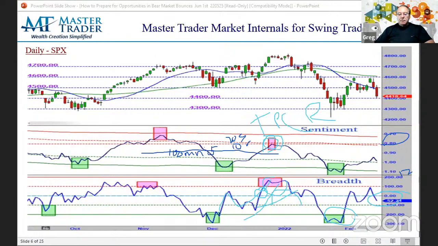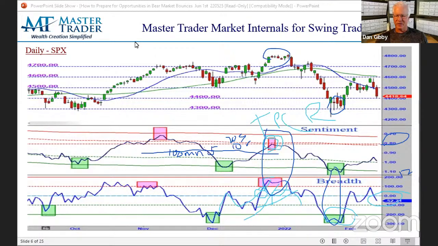So the short of all that is when they both match bearishly, look out for tops. And when they both match where they've gotten too bearish, look for bottoms.